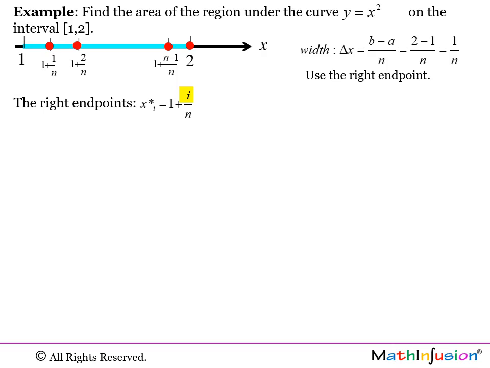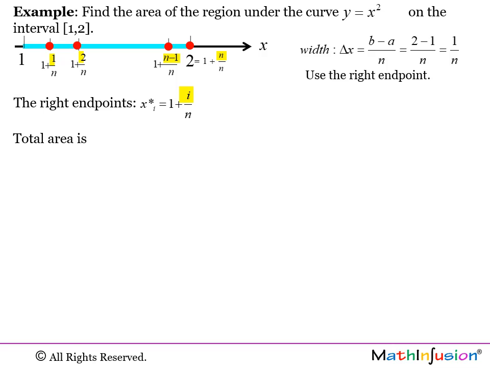But in each case, the right endpoint in each of the ith subinterval is xi star, which is 1 plus i over n. We need to find the pattern. And this is definitely the pattern. Now you can see that. Also, the last one is 1 plus n over n, which is 2. It's very good to check the pattern by actually expressing the b, in this case 2, using the pattern. So the pattern is 1 plus n over n. And if you get 2, you know that the pattern is right.